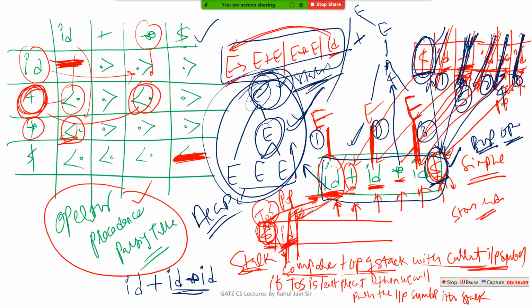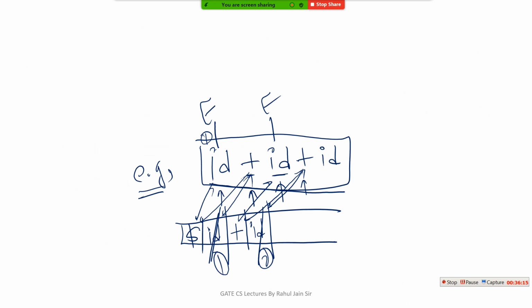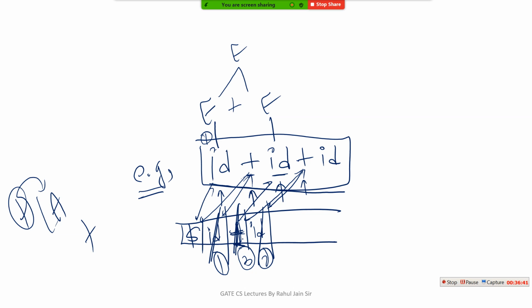If you observe here, when I compare this plus with plus, it is left associative according to our grammar. If it is left associative, it means the plus on the stack has higher precedence, and if it has higher precedence, we need to pop it out. If I pop it off, it simply means that E plus E is generated as E here, because my plus is left associative, that is why this is popped off. Now I will compare this plus with dollar. Now plus has higher precedence, so plus will get pushed, and plus and id will get compared.